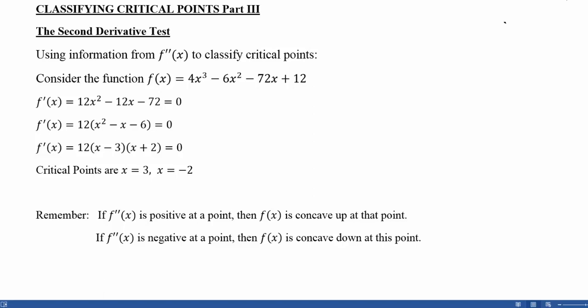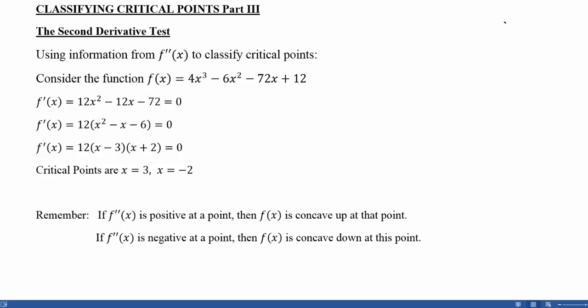Classifying critical points, part 3. Using the second derivative to figure out if critical points are local maximums, local minimums, or neither. So if we want to use the information from the second derivative to talk about critical points, that means that we are likely going to have to calculate the second derivative if we don't already know it.